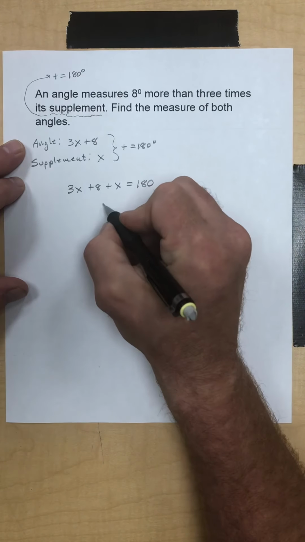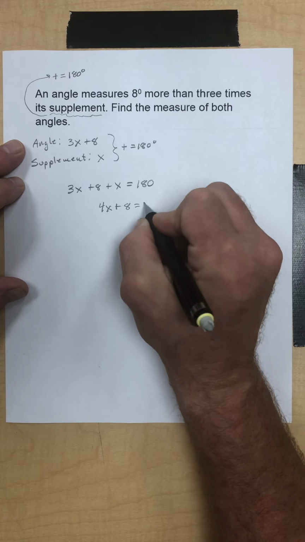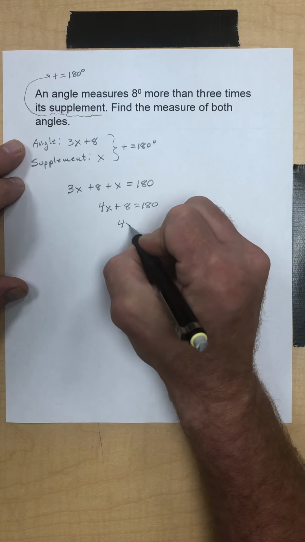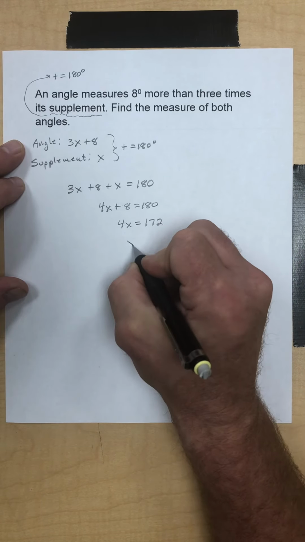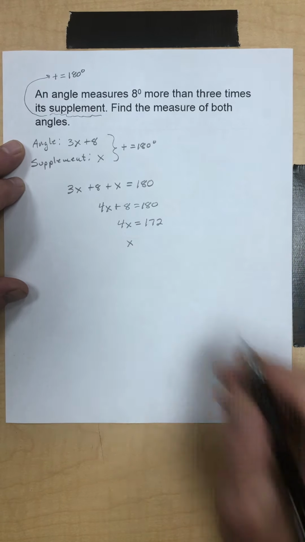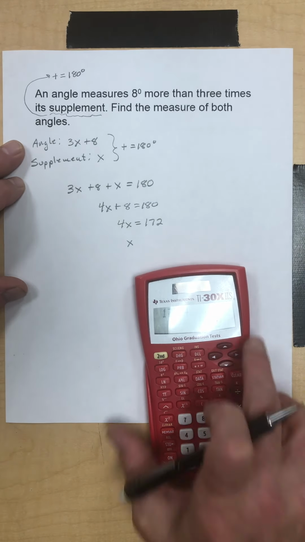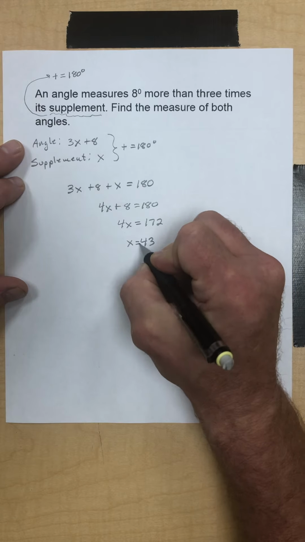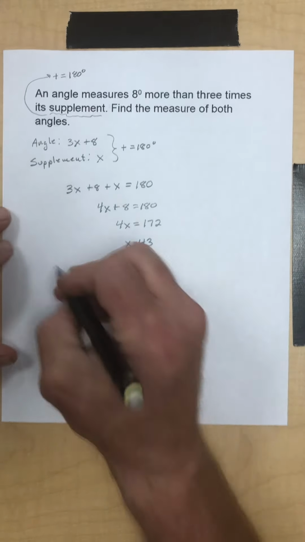Collecting similar terms, I get 4x plus 8 equals 180. Subtract 8 from both sides, so I get 4x equals 172. And then I divide by 4. So let's see, 172 divided by 4, and I'm getting 43. Okay, all right, so we have to check to see whether or not that works.